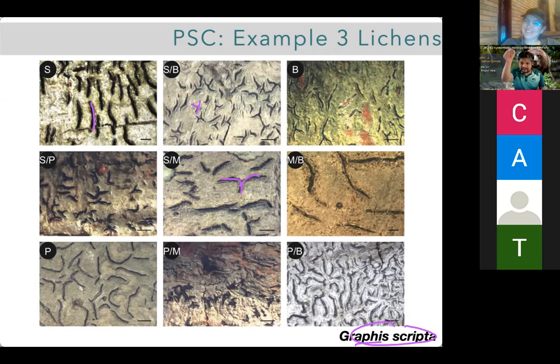Graphis means graph, just writing. Scripta means script, so writing. So like a squiggly thing on the tree. So they just put it all under one name. And then in 2011, there were some crazy Dutch people. No, one crazy Dutch person. I probably should not say it out loud, not crazy.